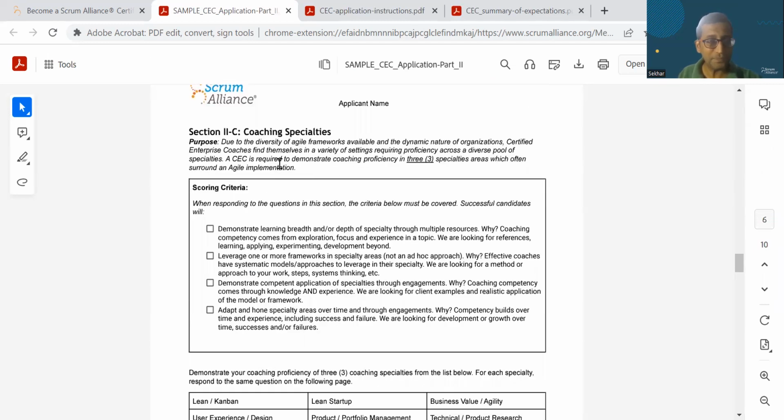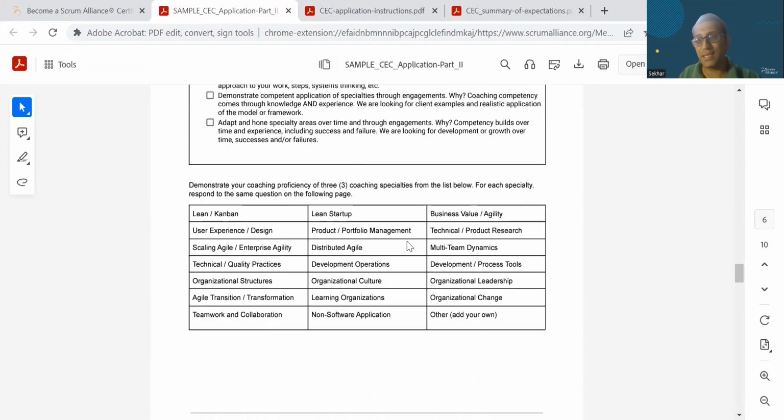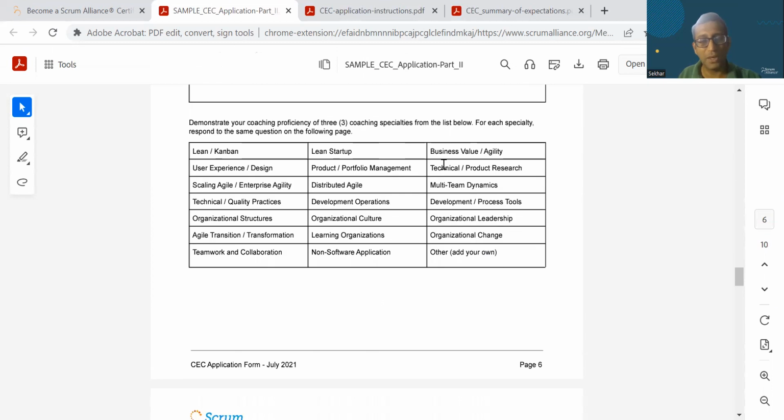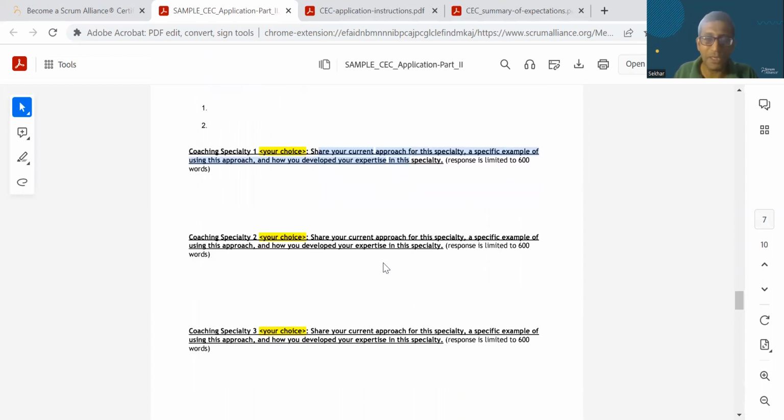Okay. So now coaching specialities. Again, these are the specialities I was talking about, and you can add your own, but these are some examples you might want to consider before picking 3 of them. There are roughly 20 or 21, out of which you can pick 3 and start working on them. For each, you have to share your current approach, a specific example, and how you developed this specialty. Okay, for each of these.